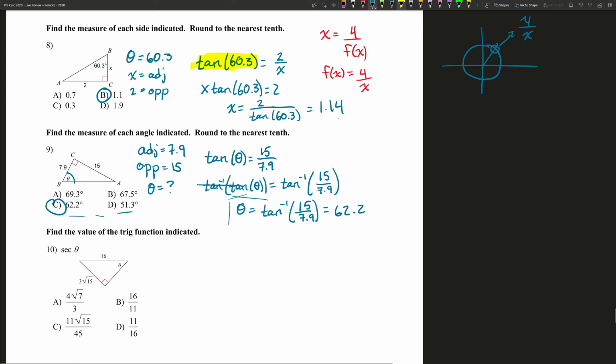So we're typing it in exactly as is. In order to get this tangent inverse, you hit second, and then you hit tangent. And it'll give you that inverse tangent.